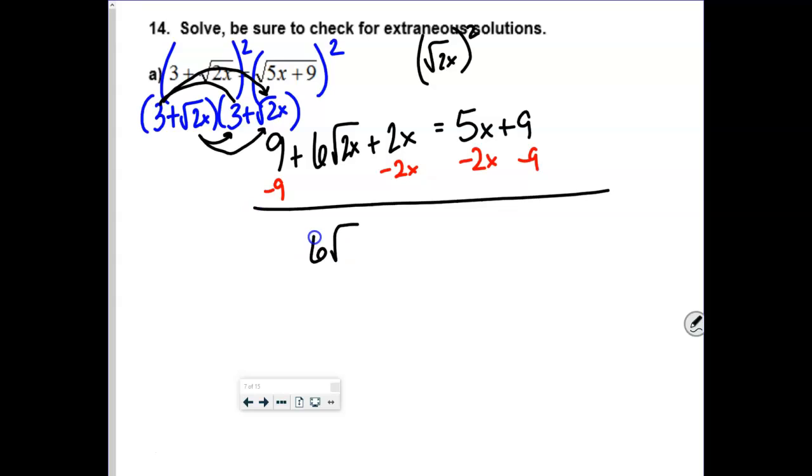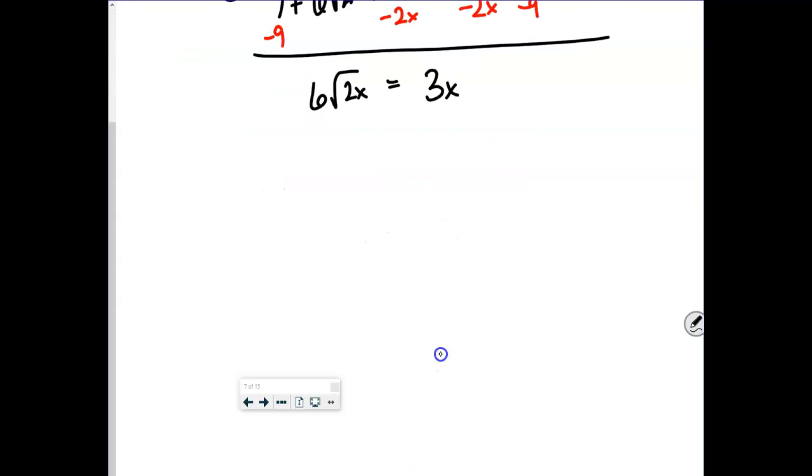So you have 6 square roots of 2x equals 3x. And this is where you have to kind of make a decision. Some kids like to divide by 6. Some kids don't bother dividing by 6, and they just square both sides right here. Because it's a monomial and it doesn't give me a horrible fraction, I'm going to go ahead and divide by 6. I can deal with a 1/2.